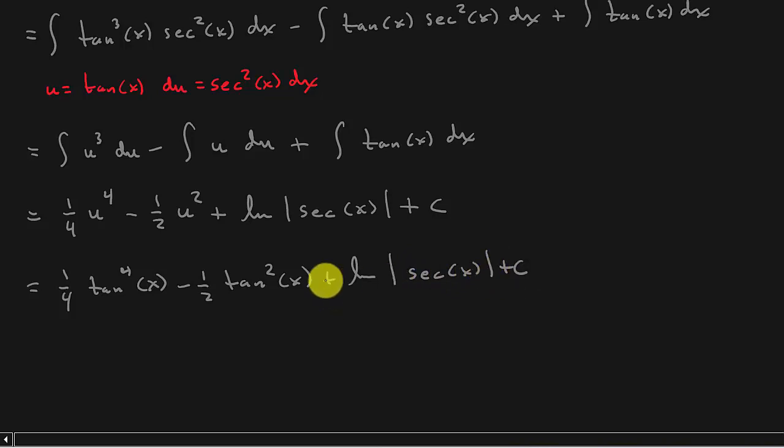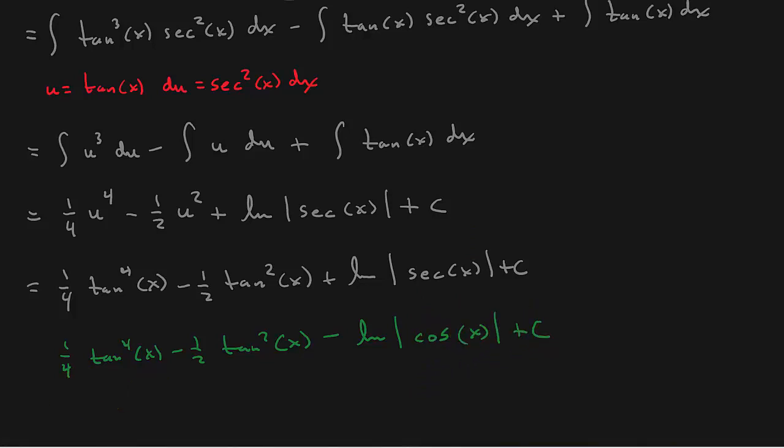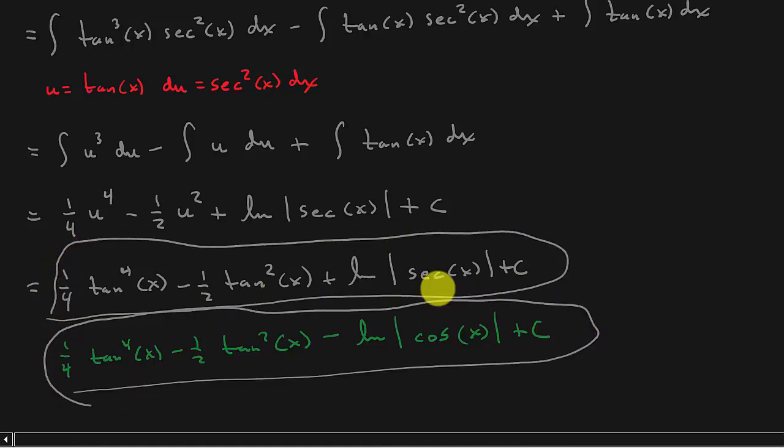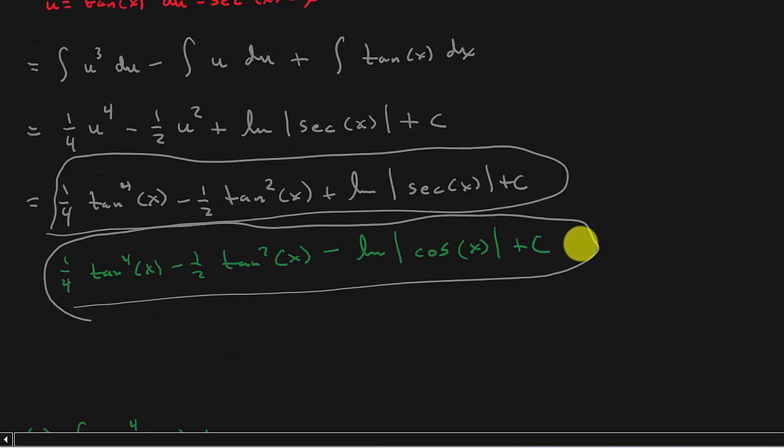And like I said, you could also write the answer as, let me write it in a different color. You could also have 1/4 tangent to the 4th x minus 1/2 tangent squared x minus natural log absolute value cosine. Let me write that a little better. Cosine x plus c. So either one. However your teacher tells you to do this, but either one's correct. If you're in my class, I don't care which one you write. Both of them are right. All right.